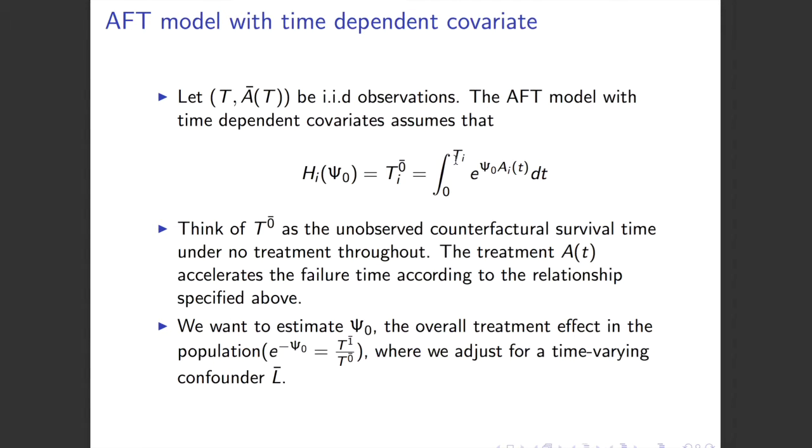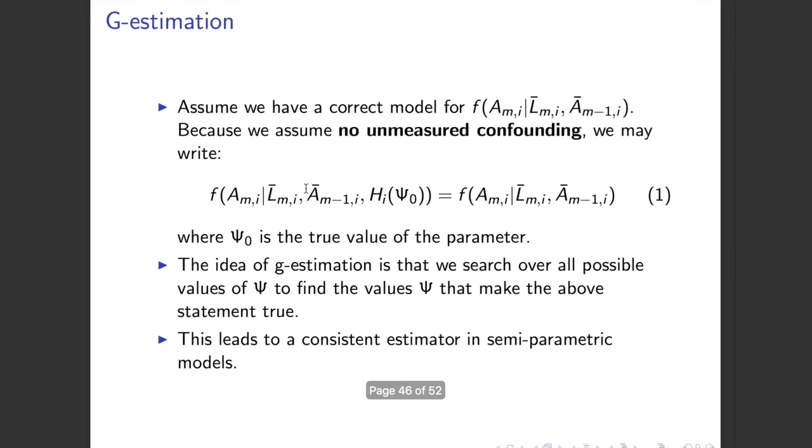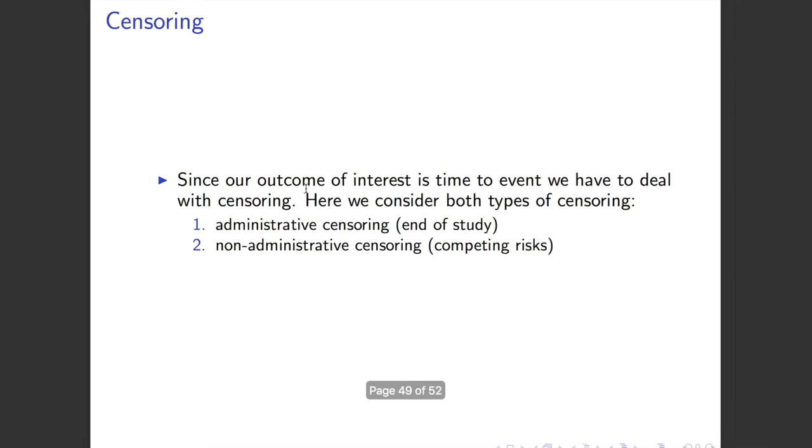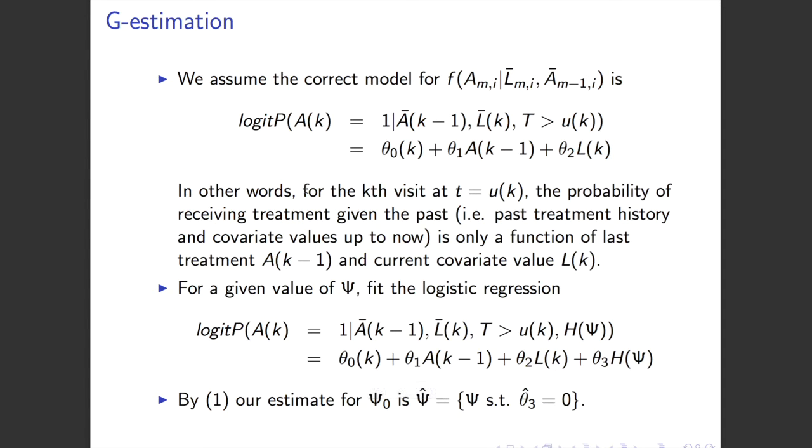This is fully observed. The T_i and A_i are fully observed. So you plug in any psi you want, you can have a value for this. And it may not be the right value. But if it is the right value, then this holds. So in this logistic regression, if psi is the true value, your H of psi shouldn't be impacting the probability of treatment after you've conditioned on all that other stuff, because of sequential randomization.